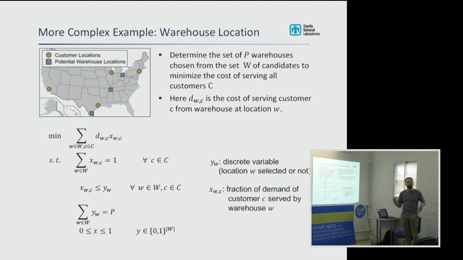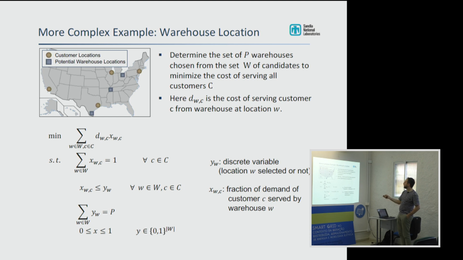In this problem, it's a little bit more complicated than the thief problem. We have to determine a set of P warehouses chosen from a possible set W. Here there are 3 possible locations, and we have, for instance, to pick one of the 3, to minimize the cost of serving all the consumers. It's important in this sentence: all the consumers. It means that we should serve all the consumers and not just a part of them.